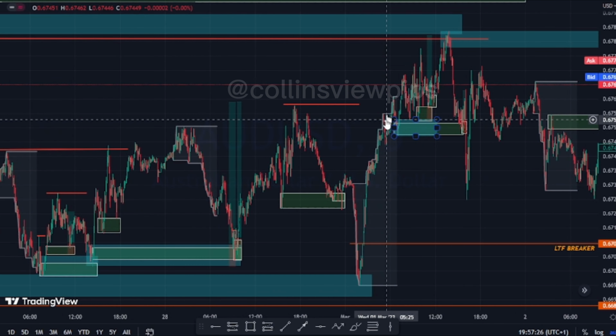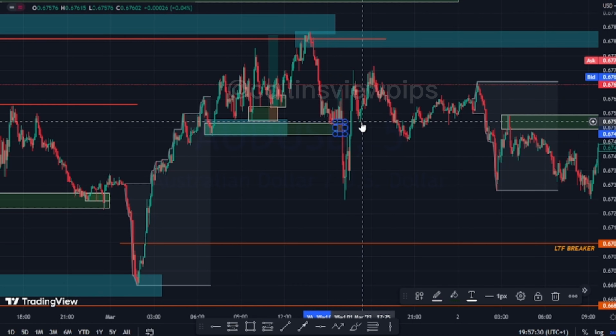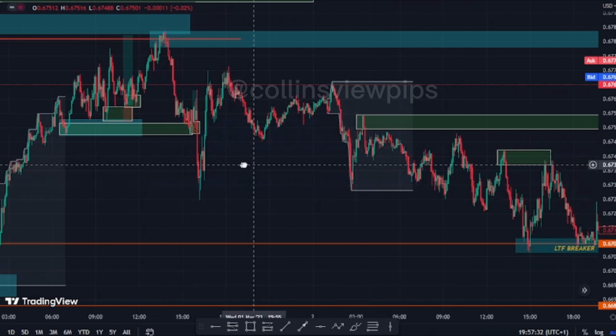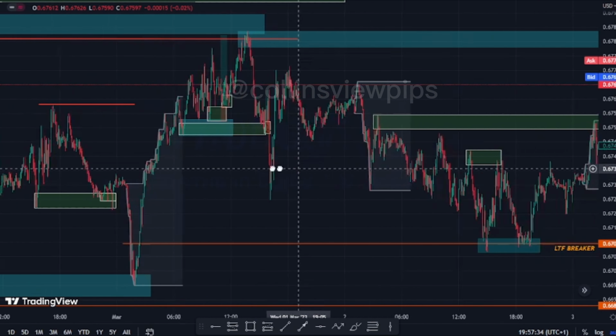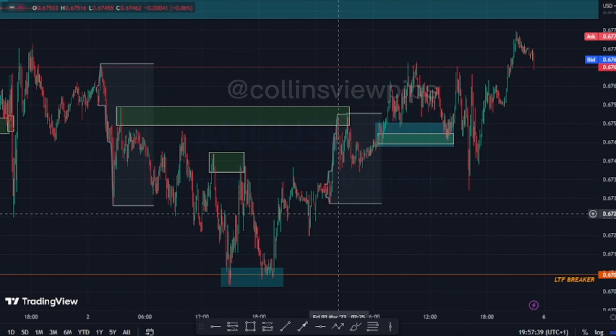On Wednesday, for the week, this was a loss. That was one loss for the week and two wins. So yeah, we stayed out of the market because looking at it, there was no clear entry criteria for me.